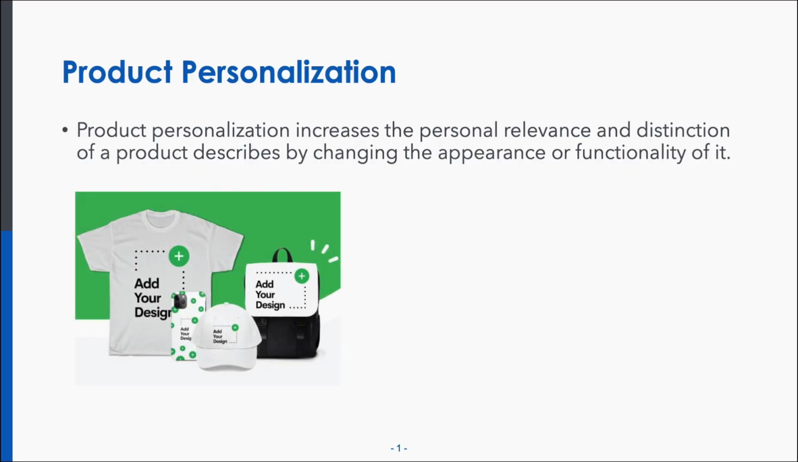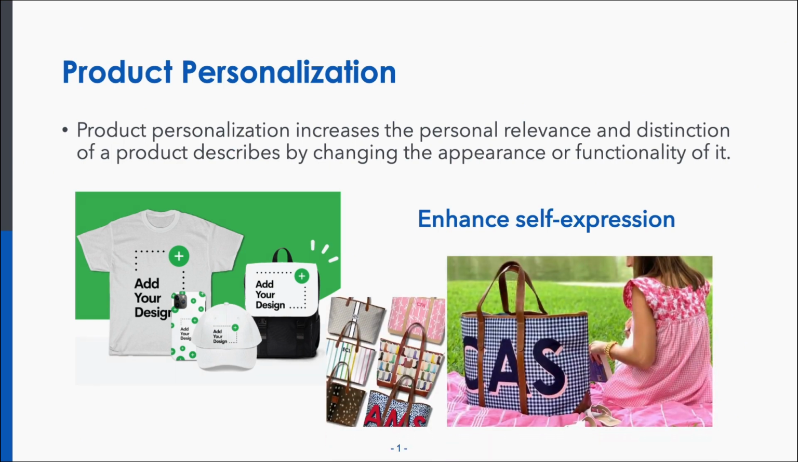Product personalization describes a process that changes the appearance or functionality of a product to increase its personal relevance and distinction. The motivations for product personalization are related to the human desire for self-expression. For example, many handbag companies allow customers to select the leather type, color, size, and other design components when ordering a bag. The customers can even have their initials or name engraved on a metal badge on the bag. Through this act of self-expression, they can convey their individuality, gain positive attention, establish social bonds, and satisfy creative urges.